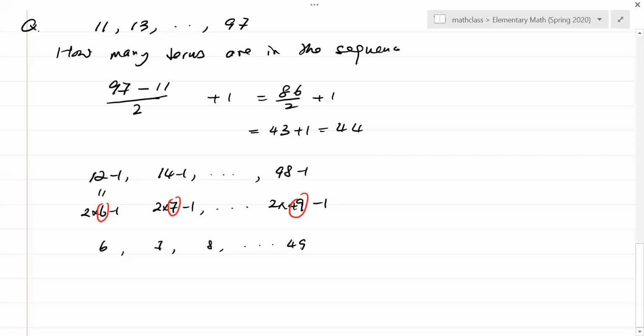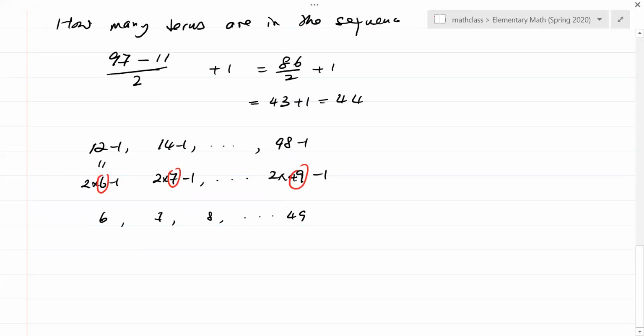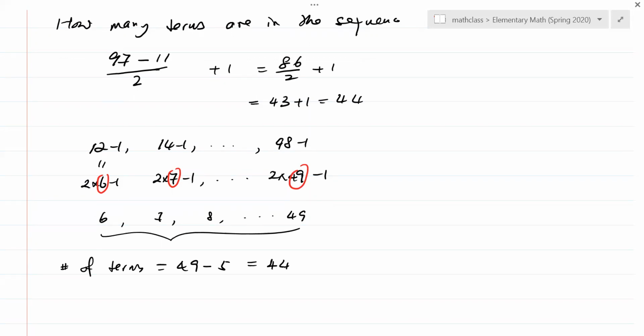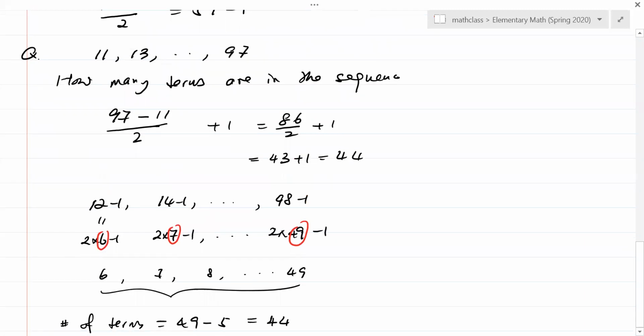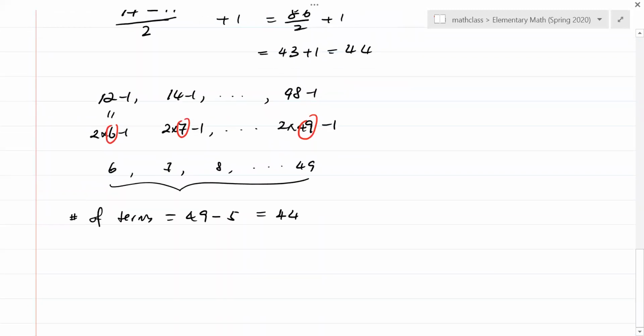So if you want to count how many terms there are in the original sequence, you just need to count how many terms here. The number of terms here is going to be 49 minus 5, so it's 44. Not 49 minus 6, but minus 5, because in front of 6 is 5. See, that's how we get it. So I like the second one, it's clear. But for the first one, we just use a formula: the difference of the two terms.